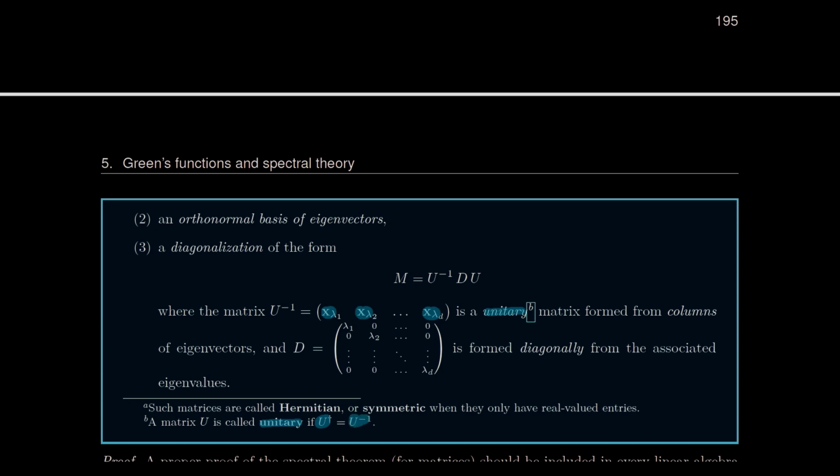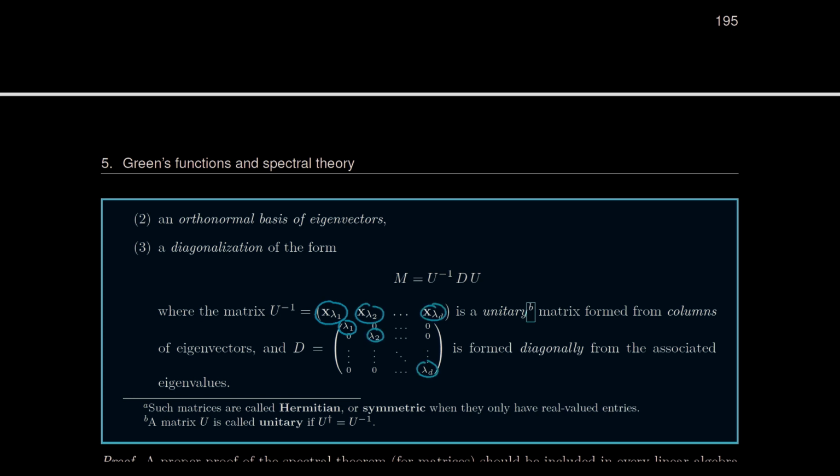So you can think about unitary as defined by having the inverse be the same as this dagger, which is the conjugate transpose. So you can imagine it like that. And this U inverse is defined by the columns of eigenvectors. And then, as always, in diagonalization, the diagonal matrix D, all of the diagonal entries are diagonally with the associated eigenvalues. So every eigenvector here has its associated eigenvalue piece by piece.